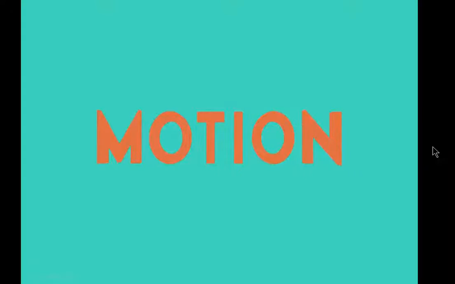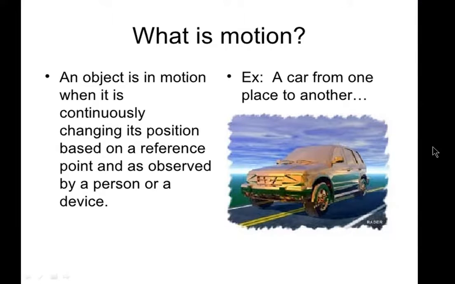If any object is in motion continuously and changing its position, and it has been observed by a person or a device, that is known as motion. Here is a very simple definition we can see, and here is the example also.